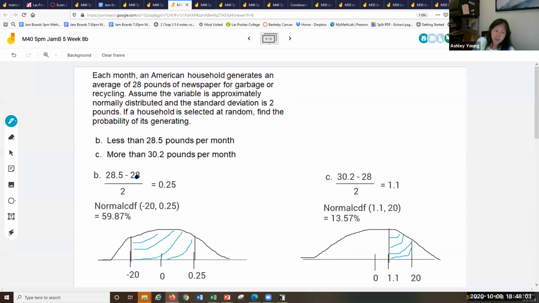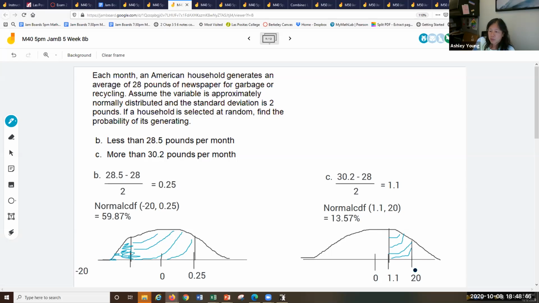And then for B, 28.5 pounds minus the mean divided by the standard deviation, 0.25. So less than, aha, this is where it gets confusing. So less than, so this negative 20 is really far away. It's way out here. So the shading should go all the way to the end, because negative 20 is way, way out there.